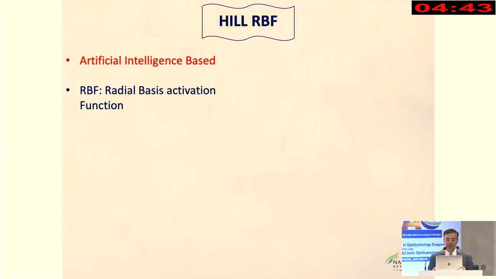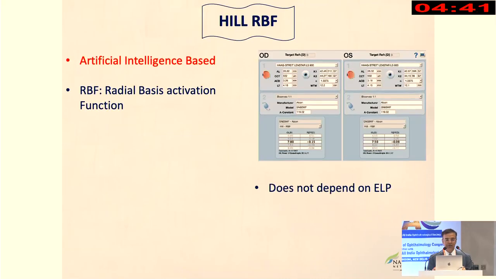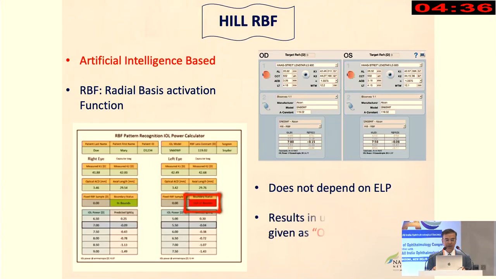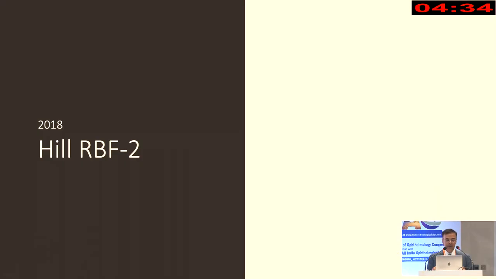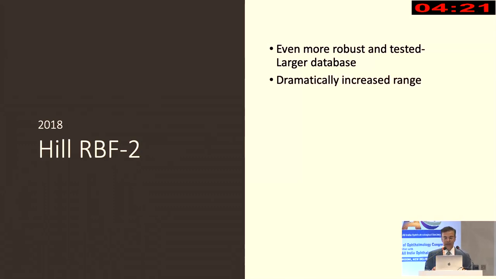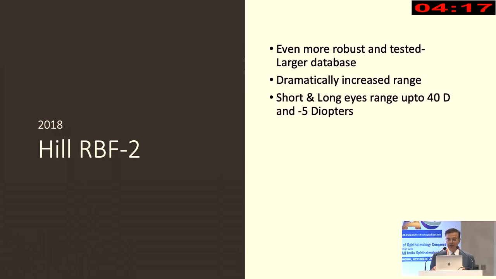I in fact had the opportunity to work with Warren Hill on the Hill RBF formula, and we were providing him data from the Indian database for the artificial intelligence. The Hill RBF started off as the first formula using artificial intelligence. The Hill RBF 2 came up in 2018 with a bigger database, and essentially it was trying to tell you about the eyes which fall into the normal group. It dramatically increased the range for the short and the long eyes, up to 40 diopters and down to -5 diopters.